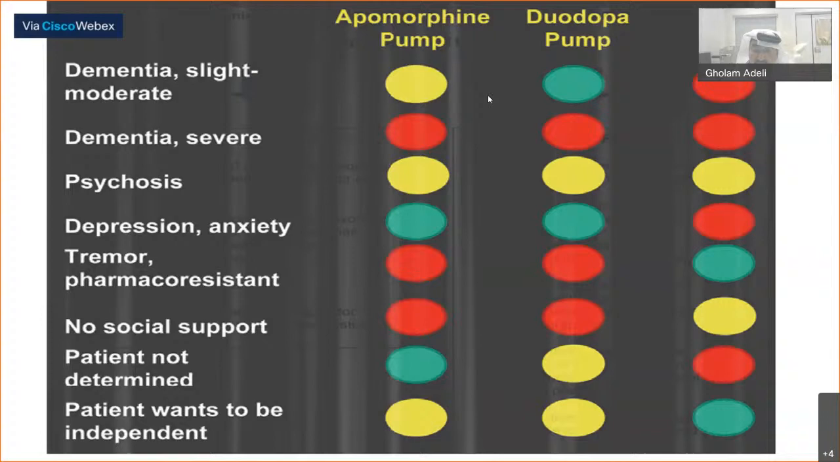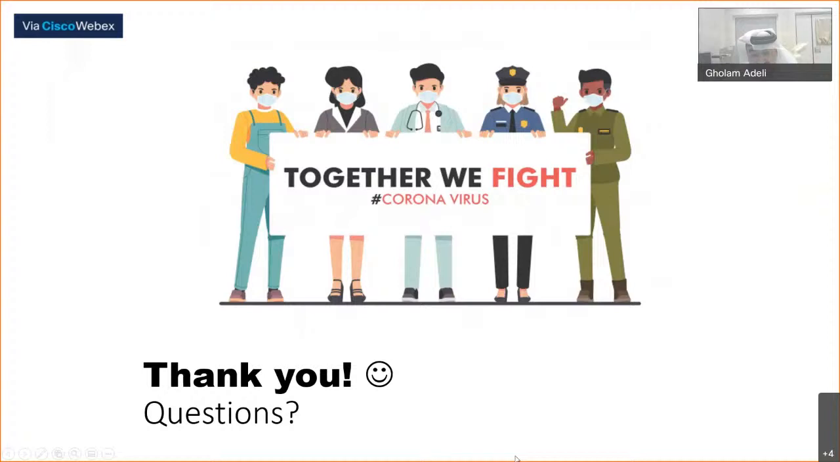One more slide of apomorphine, no need to talk about it. And that will conclude the lecture for today.